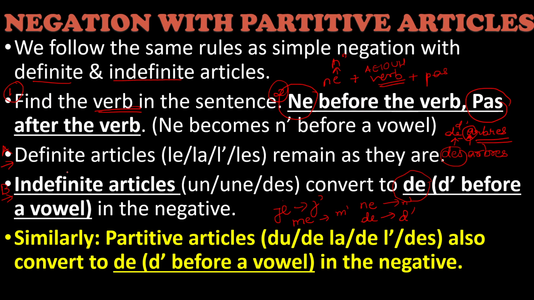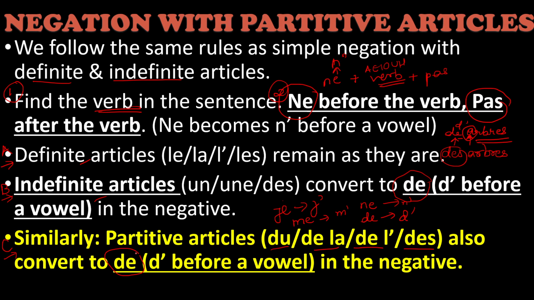When you have a definite article, how to negate it, indefinite article, how you negate it. Now, the new part of it is the partitive article. How do you negate with a partitive article? Which are partitive articles? Du, de la, de l apostrophe, and des. How do you negate it? You follow the same rule about the verb. Find the verb, put ne before and pas after. And what do you do with the partitive article? Just like an indefinite article converts into de, the partitive article also converts into de in a negative sentence.